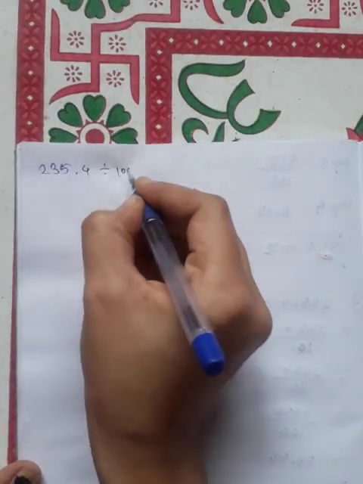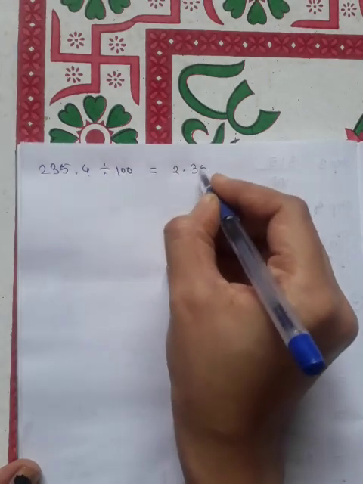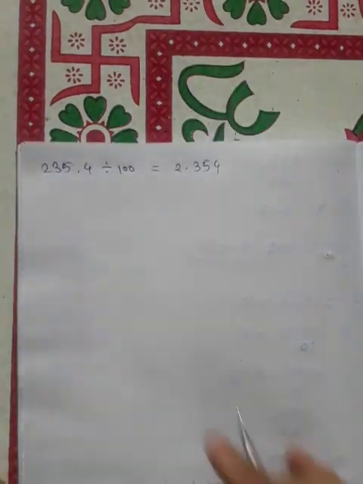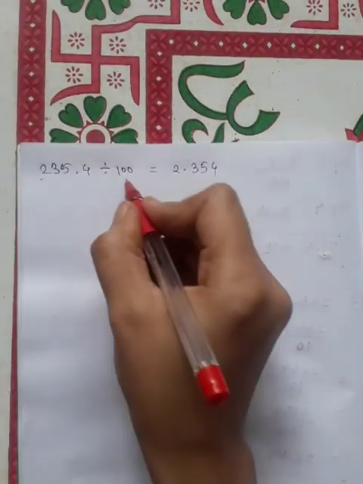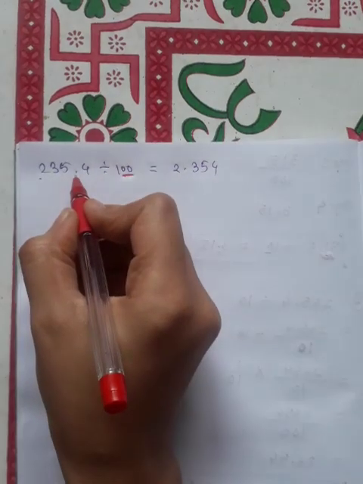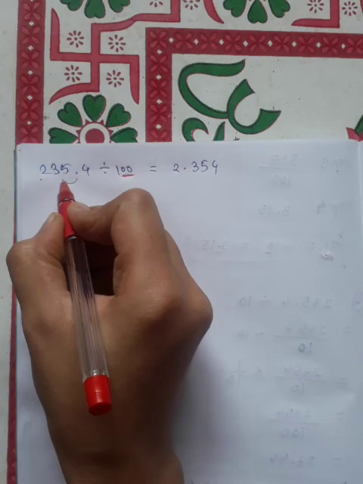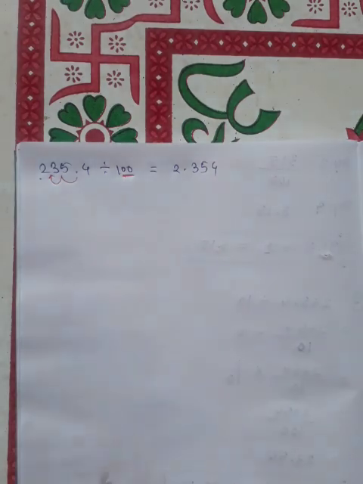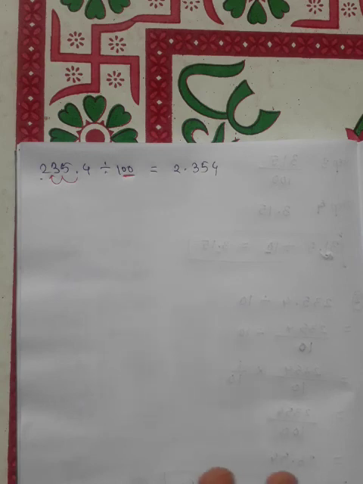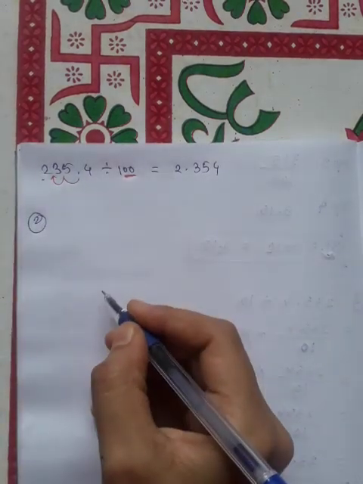When we divide 235.4 by 100, we get the answer 2.354. Okay, so see, whenever we divide any decimal number by 100, there are 2 zeros, therefore the decimal point moves towards the left by 2 places. Okay, so we get the answer 2.354. So you can directly write the answer, but you can apply this rule in MCQs only, okay, to get the answer in minimum time. But while solving the examples, you must write step by step. Okay, now see the second example.